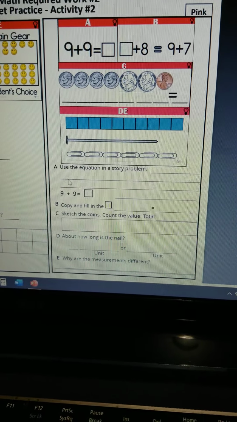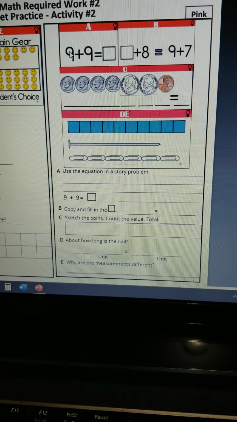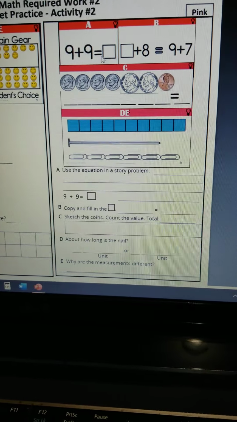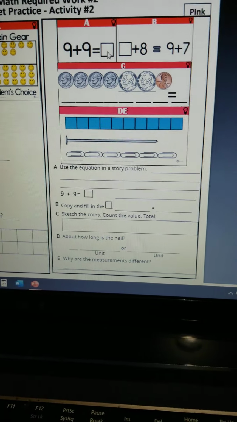Then you have your pink side. For A, use the equation in a story problem. Your equation is 9 plus 9 equals. So figure out the answer to the equation first, and then use it in a short story problem.